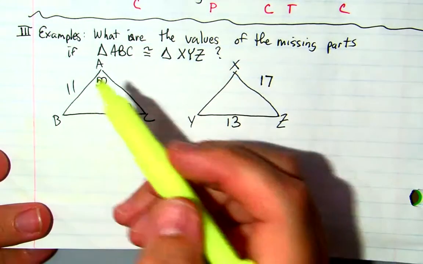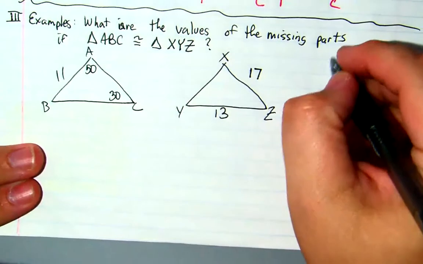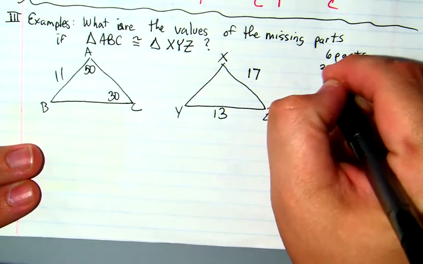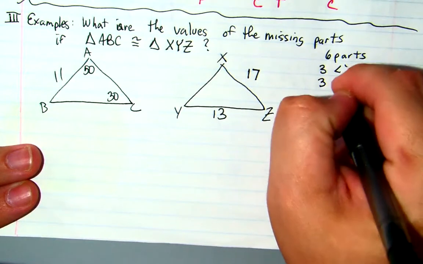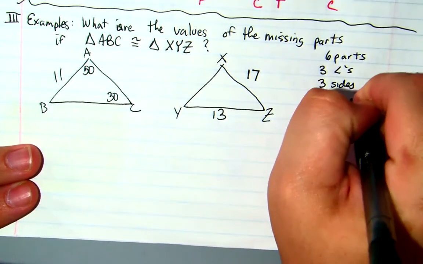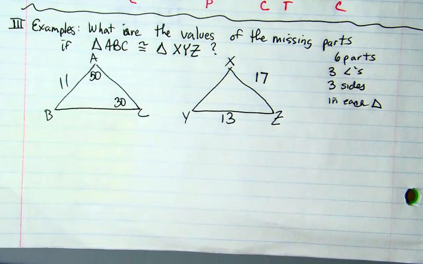But let's say we go around here. How many different parts are there that have measurements? Yeah, there's 6 parts: 3 angles and 3 sides in each triangle. So in each triangle, there's 3 points and 3 sides.